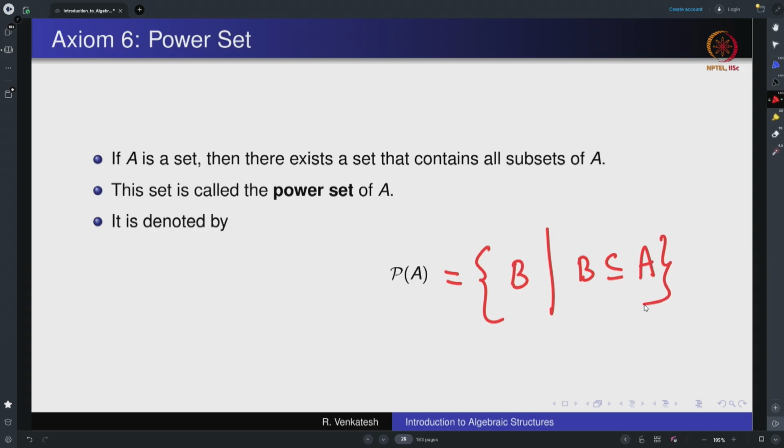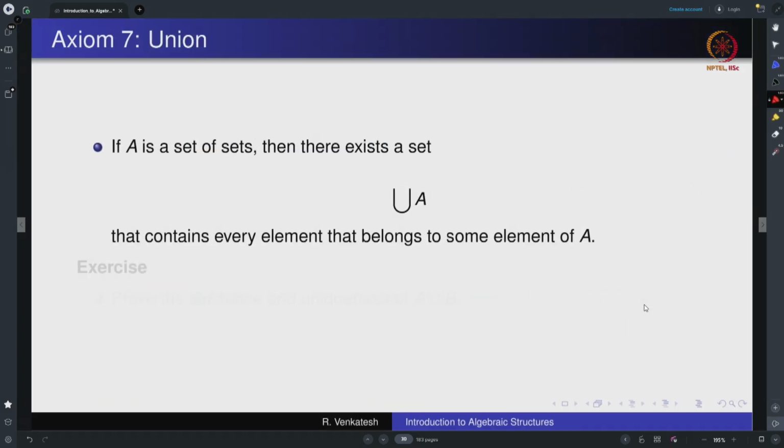Since we cannot prove that the power set exists, we add it as an axiom. Similarly, we also tell you that the union exists. Since we will be talking about union over any collection, the collection need not be finite. So, we will just put this as an axiom.